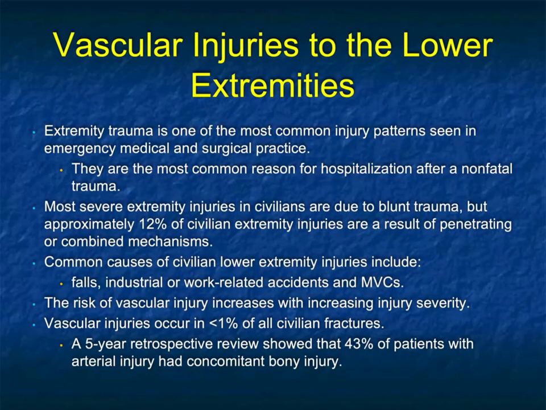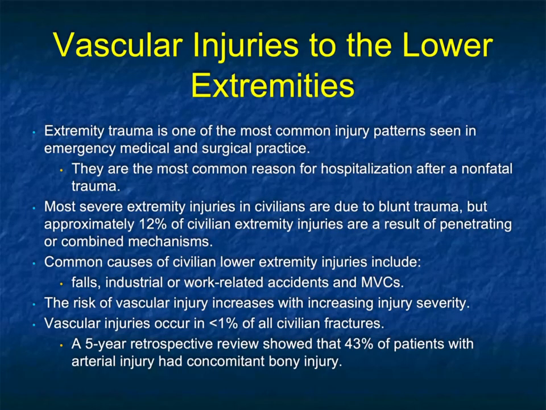Now, when you talk about vascular injuries to the lower extremity, it's one of the most common injury patterns seen in emergency medical and surgical practice. They are the most common reason for hospitalizations after a non-fatal trauma. Most severe extremity injuries in civilians are due to blunt trauma, but about 12% of civilian extremity injuries are a result of penetrating trauma or combined mechanisms. Particularly if you're in an inner city hospital, a lot of the trauma we see is gunshot wound related. Common causes of civilian lower extremity injuries include falls, industrial or work-related accidents, and of course motor vehicle accidents.